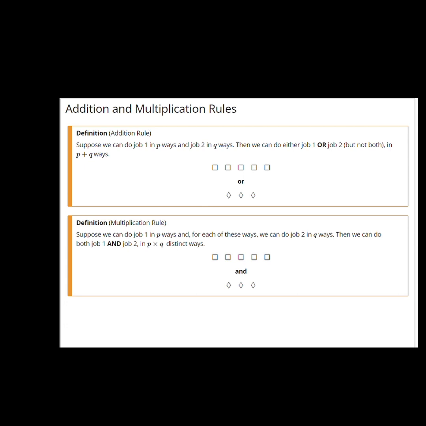The multiplication rule assumes that we wish to do both job 1 and job 2. And in this case, there are P times Q distinct ways of carrying this out. The word AND is associated with multiplication.